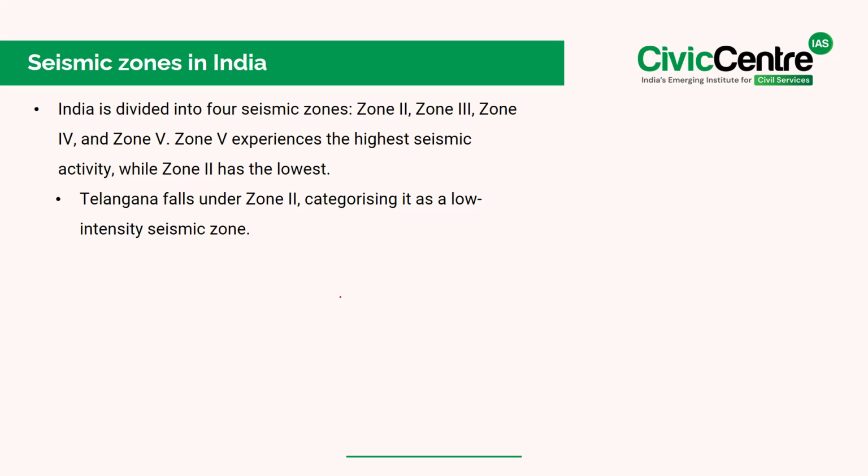Then, if you have to talk about the seismic zones in India, see, India is divided into four seismic zones, which are Zone 2, Zone 3, Zone 4, and Zone 5. Zone 5 experiences the highest seismic activity, while Zone 2 has the lowest. Furthermore, Telangana falls under Zone 2, categorizing it as a low intensity seismic zone.